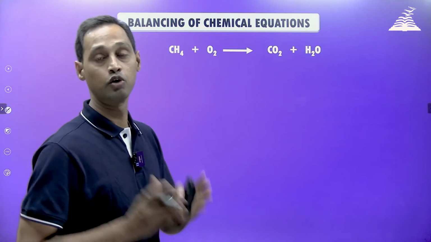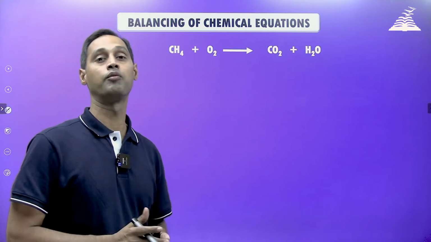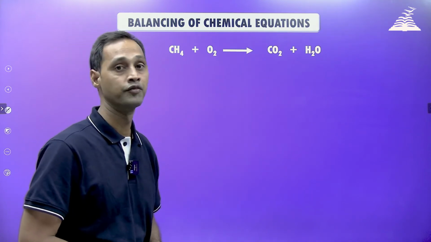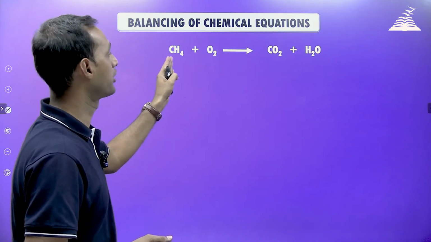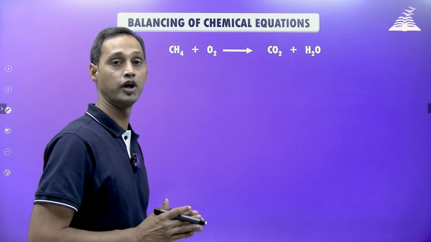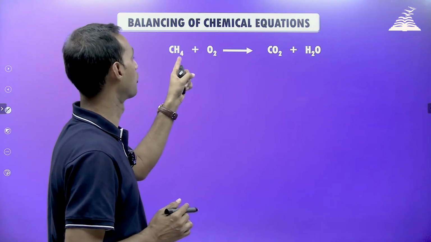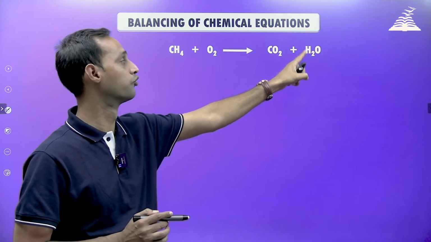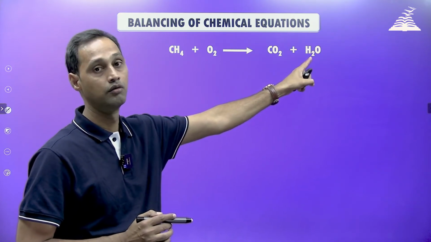Yes, in order to balance, what do we do? We will count the number of atoms of each element on the left hand side and right hand side. Number of carbon atoms on left hand side 1, right hand side 1. Number of hydrogen atoms 4 on left hand side, whereas we have 2 hydrogen atoms on right hand side, so we need to make it 4.